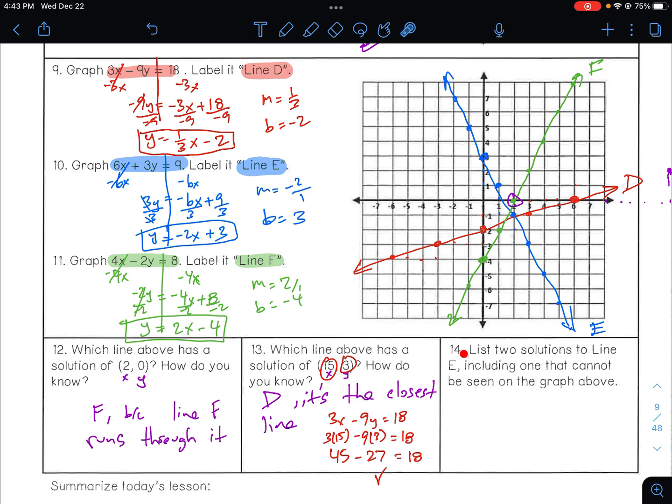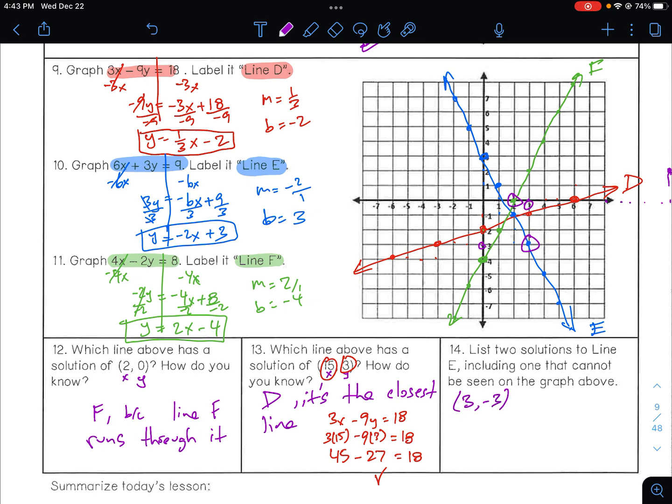All right, 14, list two solutions to line E. Line E is the blue one, including one that cannot be seen on the graph. All right, let's try one solution to line E. How about this one right here? That's 3 and negative 3.